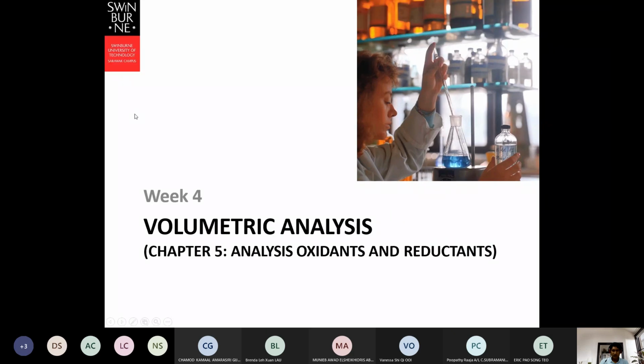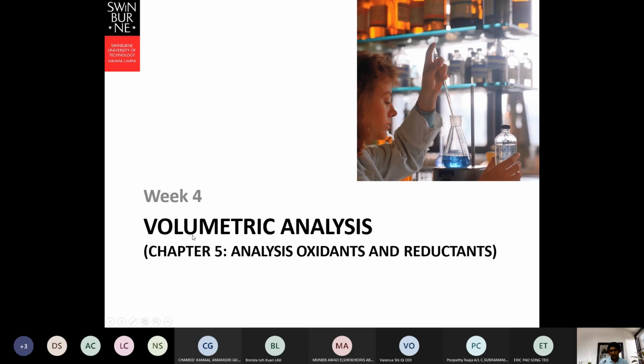So still we are in volumetric analysis. Can anybody tell me what is volumetric analysis? Very quickly, quick answer. You have to open your mic and tell me. Volumetric analysis requires considering the volume of the solvent and solution or the chemicals.